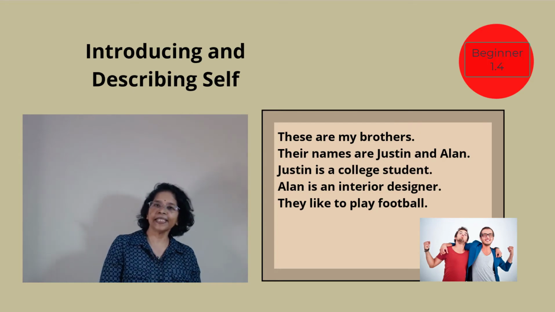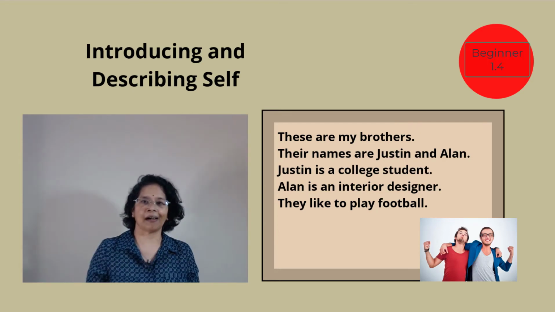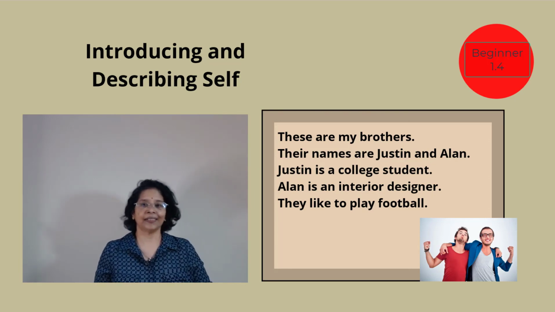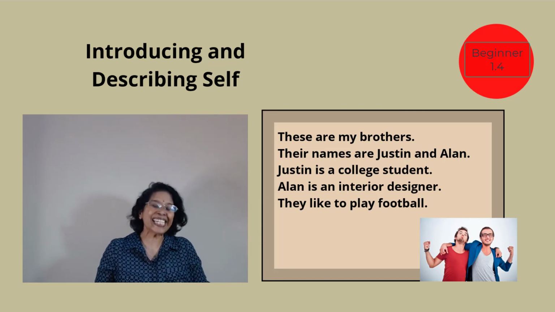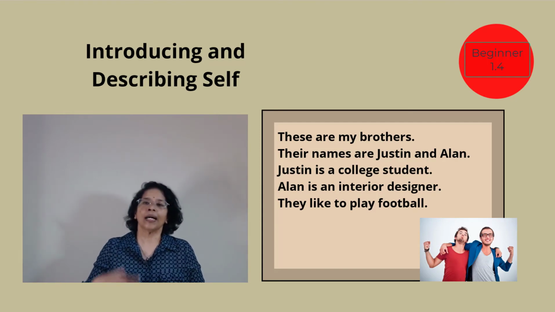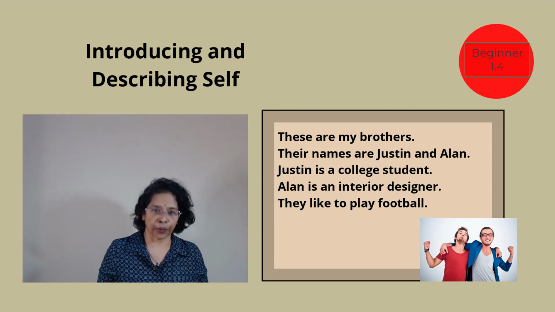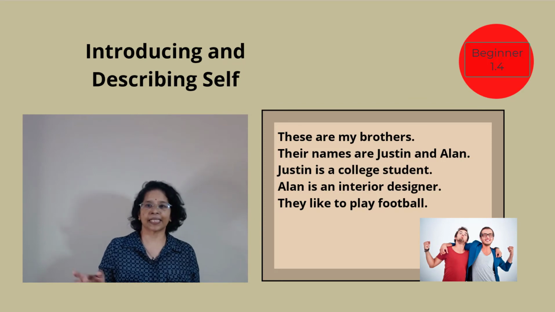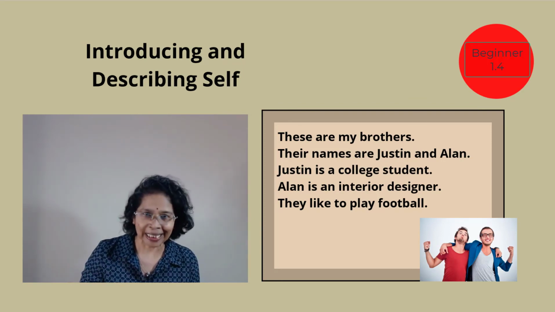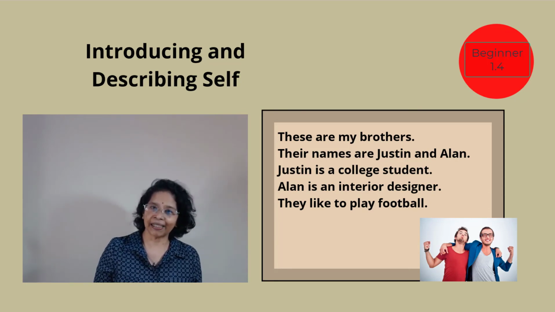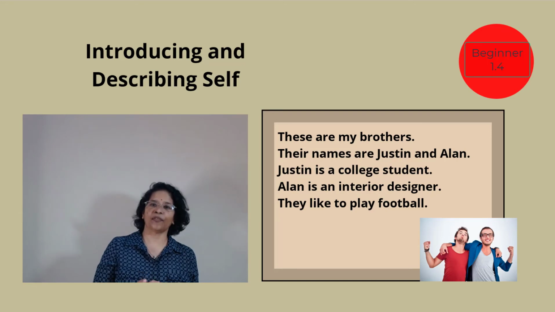More sample sentences. These are my brothers. Note that there is this and there is these. The word these is usually used to show more than one, to show a plural number. These are my brothers. Their names are Justin and Ellen. Justin is a college student. Ellen is an interior designer. They like to play football.